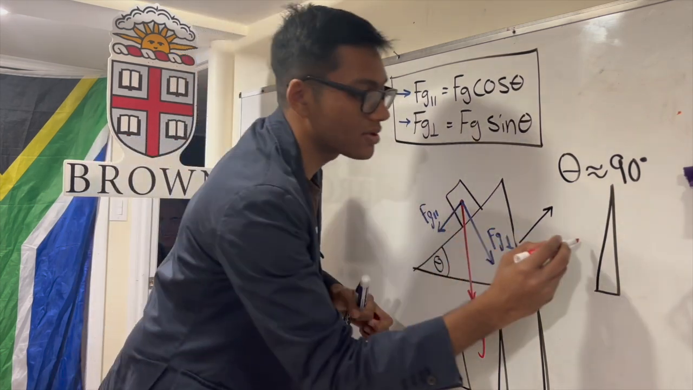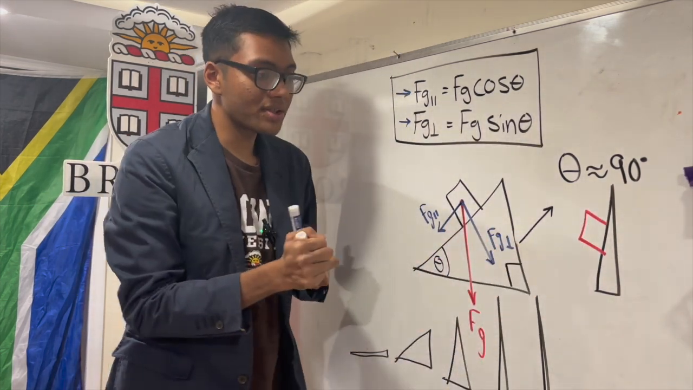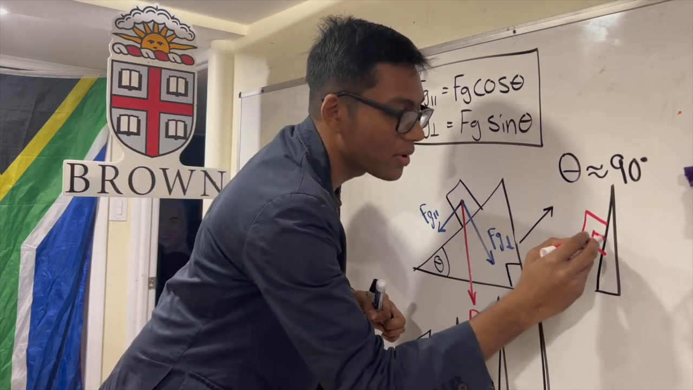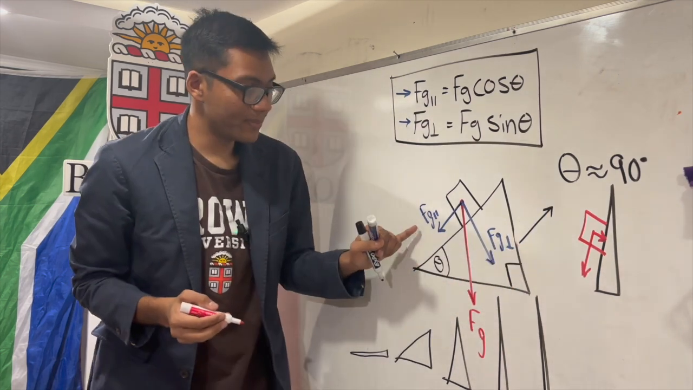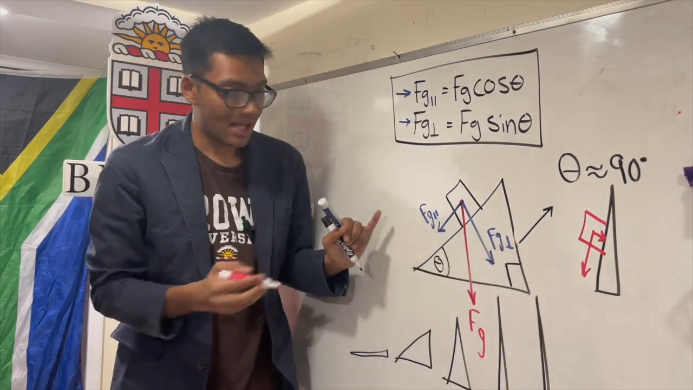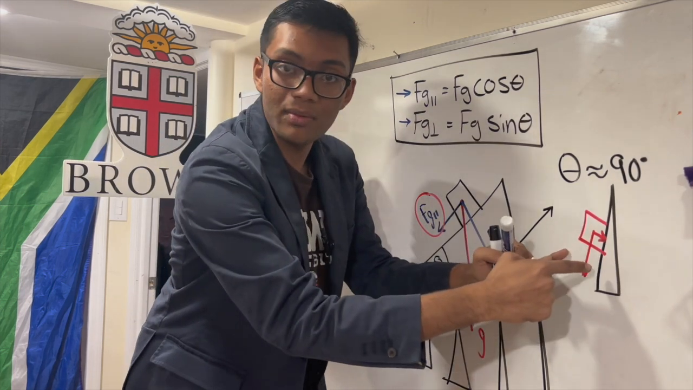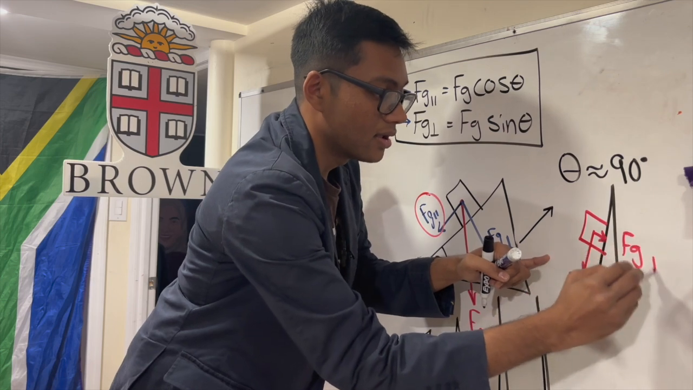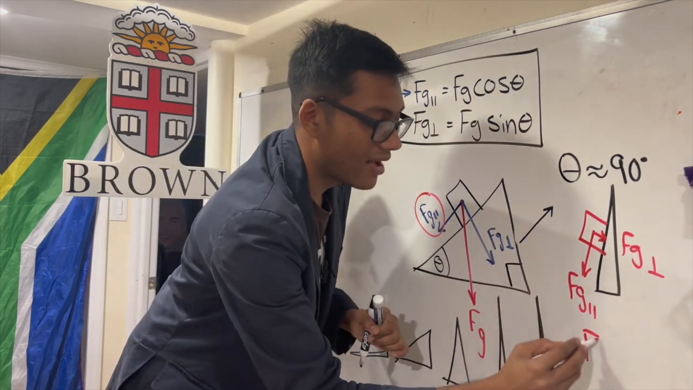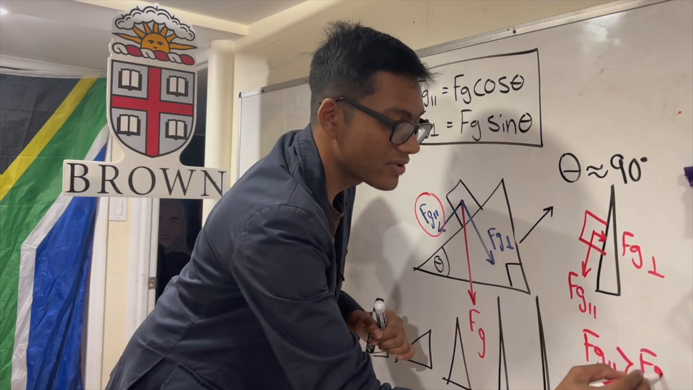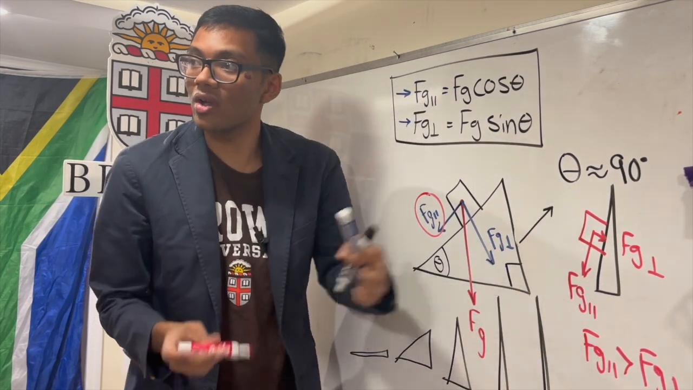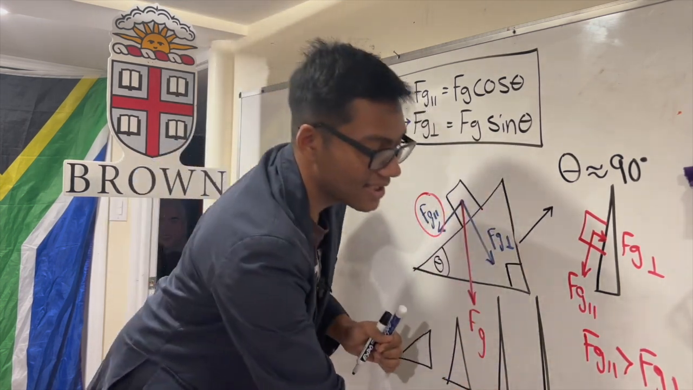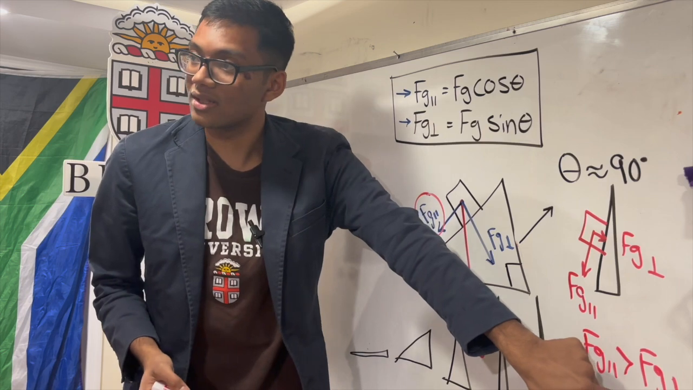If you have a ramp that is almost 90 degrees, then the box should almost be in free fall. Which component of gravity should be bigger, FG parallel or FG perpendicular? FG parallel should be bigger if theta is almost 90, right? If theta is almost 90, then FG parallel should be much bigger than FG perpendicular, because the box will almost be in free fall. And if theta is exactly 90, then there is no perpendicular component.